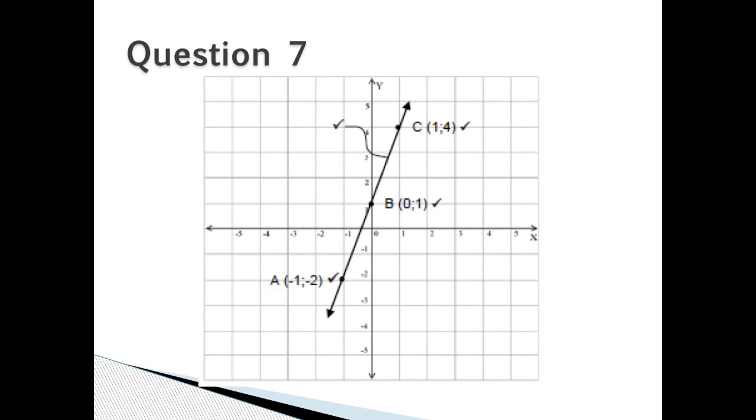To plot the items, for A we will go to minus 1 on the x-axis and minus 2 on the y-axis. For B, we will start off at 0 on the x-axis and go to 1 on the y-axis. And for C, we will start at 1 on the x-axis and 4 on the y-axis. It is important when you plot that you include the coordinates for the x and the y next to the relevant letter.